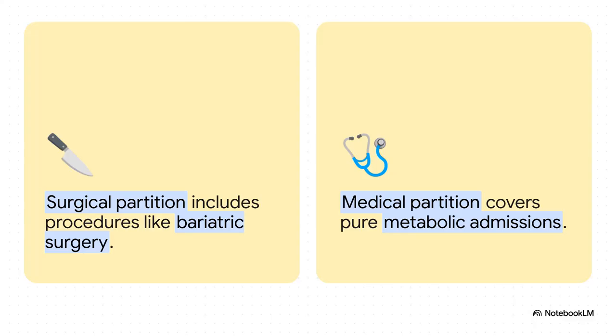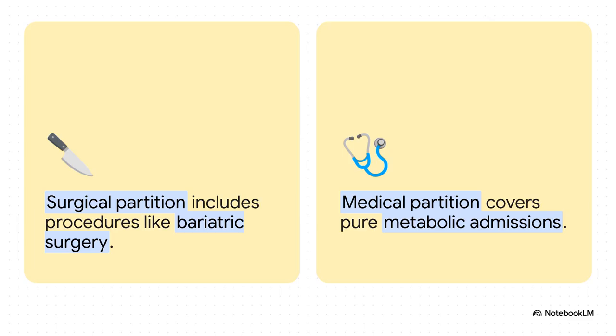Okay, let's look at how MDC 10 is actually partitioned. Just like most MDCs, it splits into surgical and medical partitions. The surgical side often includes bariatric procedures, think sleeve gastrectomy or gastric bypass. In contrast, the medical partition involves purely medical admissions for metabolic issues, so treating a severe electrolyte imbalance or managing uncontrolled diabetes would fall here. Basically, whether the patient hits the OR for a major procedure dictates which side of the partition their DRG is going to land on.